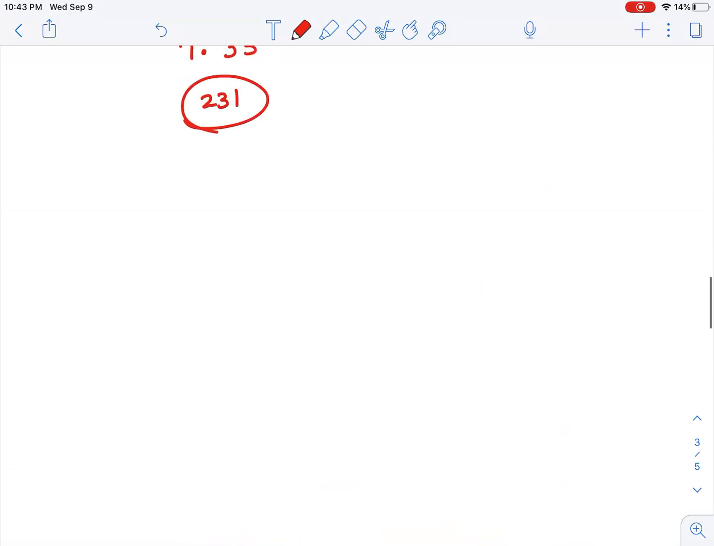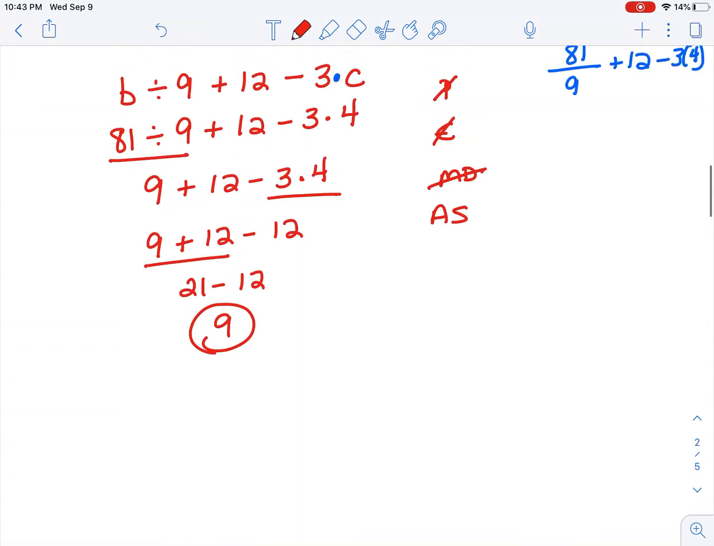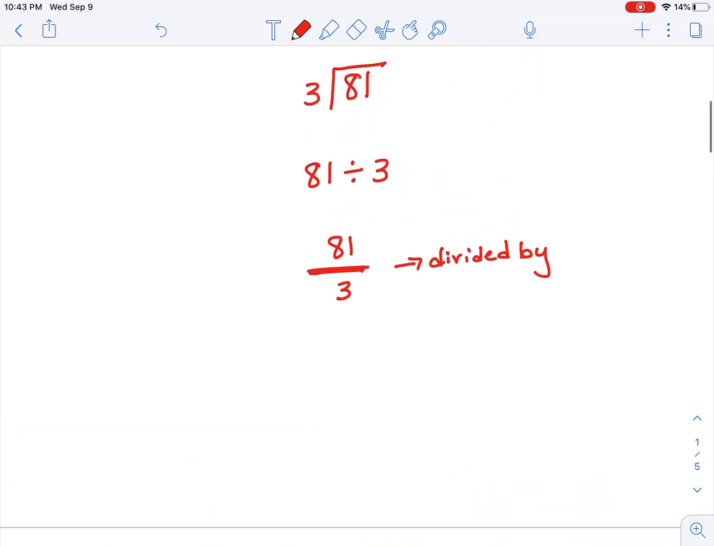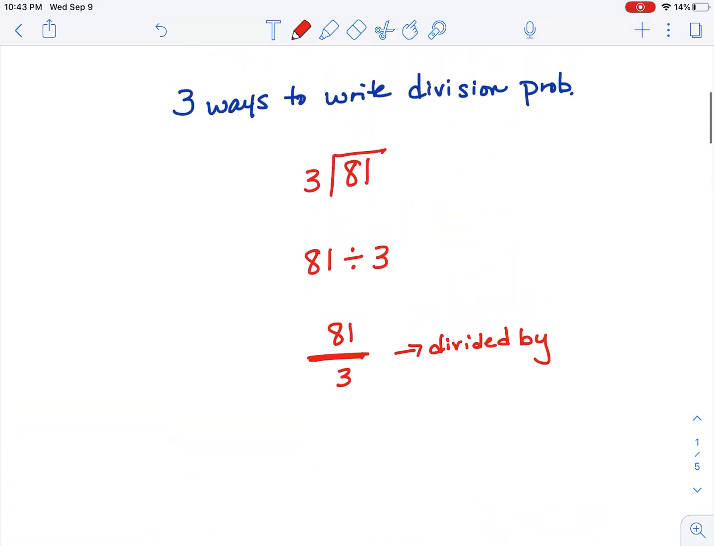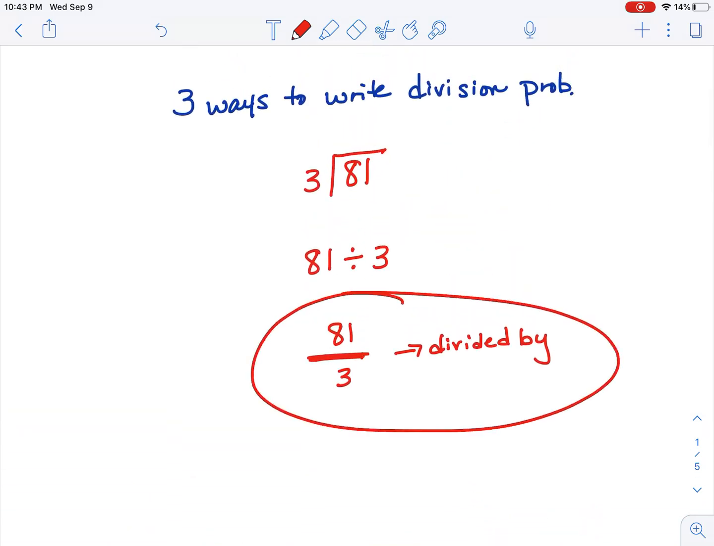So these are examples. But the big thing we wanted to introduce today was the 3 ways you can write a division problem. And this way we're going to start seeing more and more and more.